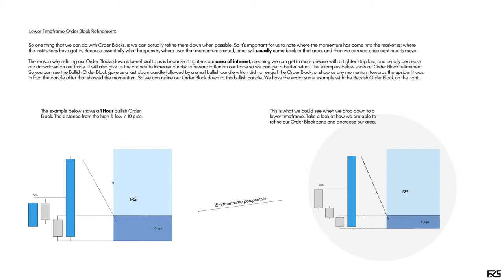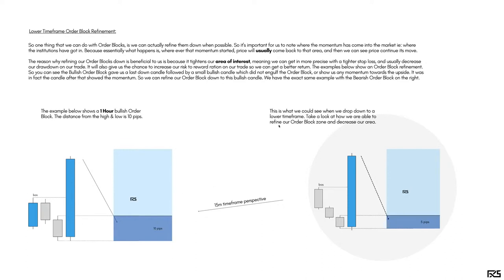So let's start on the left here. This is showing a 1 hour bullish order block. So we had this bit of structure. This is the last down candle before the up move that broke structure, as we've learned already. So this would be our order block. We take the high and the low. Now for this example, we're going to say that this is a circumference of 10 pips. So to the high and to the low, we're looking at 10 pips.